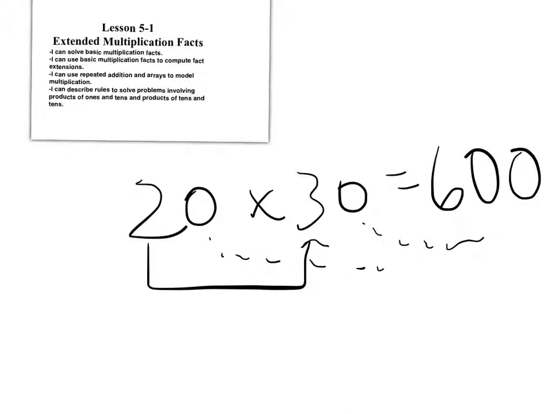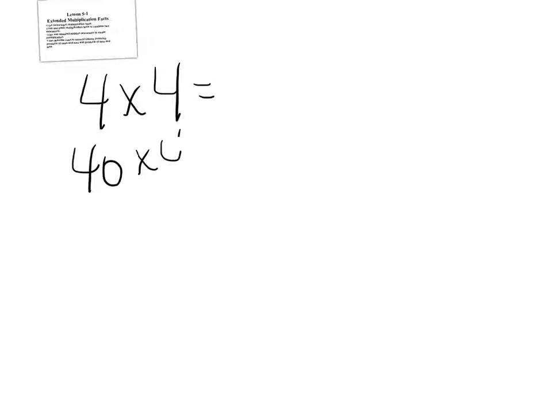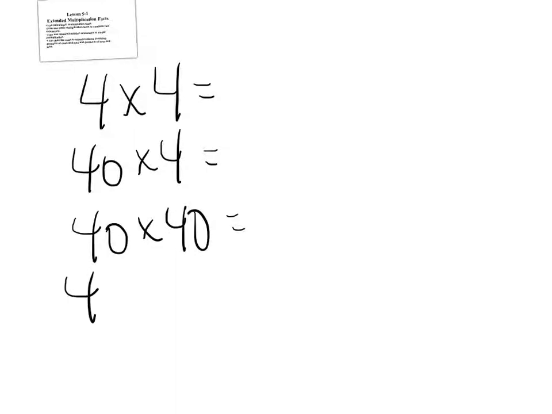I'm going to give you a couple more to work on your own, and then you can go back to your desk. But I want you to do these here. I'm going to put some on the board here for you. So let's go 4 times 4. Let's go 40 times 4. Let's go 40 times 40. Let's go 400 times 40. So I want you to work on those on your own. Pause it and unpause it when you get done with them and you think you're good to go.